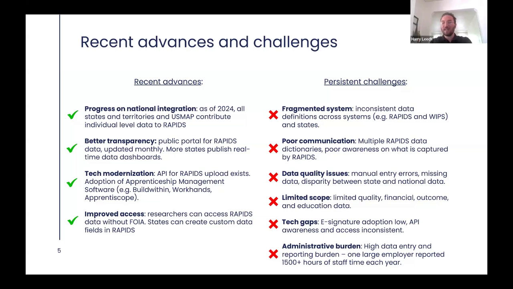It's manual. It's by nature of the design of the apprenticeship world, as opposed to data specifically, but that is creating a real barrier to programs scaling up.